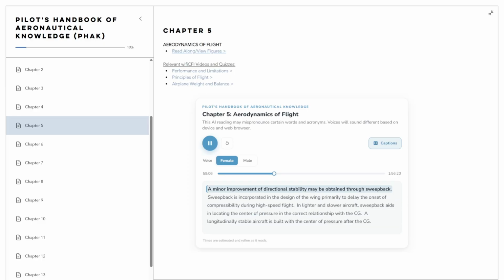A minor improvement of directional stability may be obtained through sweepback. Sweepback is incorporated in the design of the wing primarily to delay the onset of compressibility during high-speed flight. In lighter and slower aircraft, sweepback aids in locating the center of pressure in the correct relationship with the CG. A longitudinally stable aircraft is built with the center of pressure after the CG.